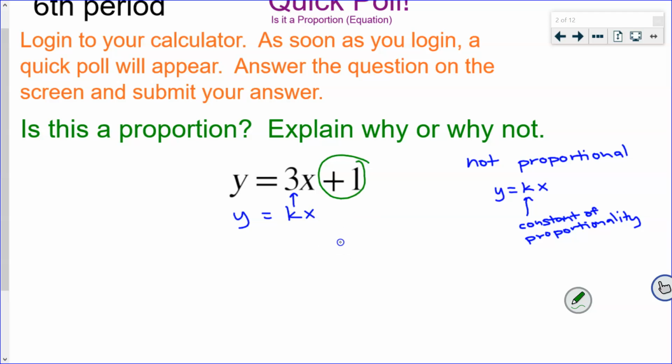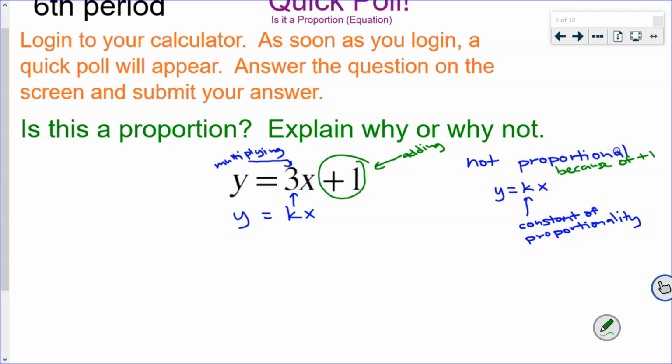We have mentioned that as long as all we're doing is just multiplying, then it's okay. So here we are multiplying, which is great, but the part that's not great is the fact that afterwards we add 1. So when we add to an equation, that makes it not proportional. So it's not proportional because of the plus 1.